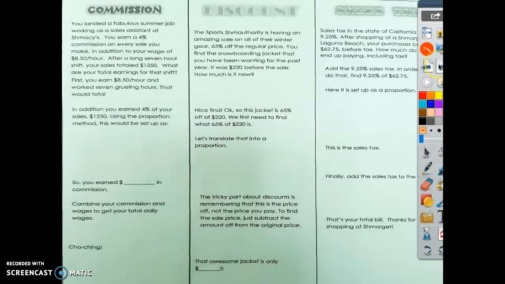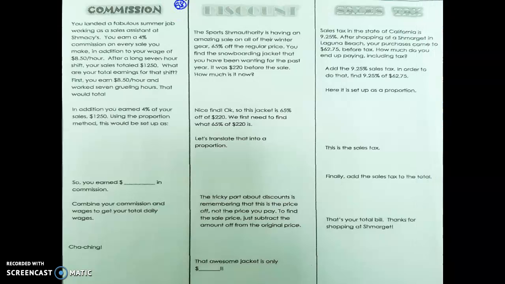Okay? So we're on to page 58 in your ISN. Again, page 58 in your ISN, where we're talking about commissions, discounts, and sales tax, markups, all that good stuff. It's just building on our increase and decrease in value. So let's look at commission first.